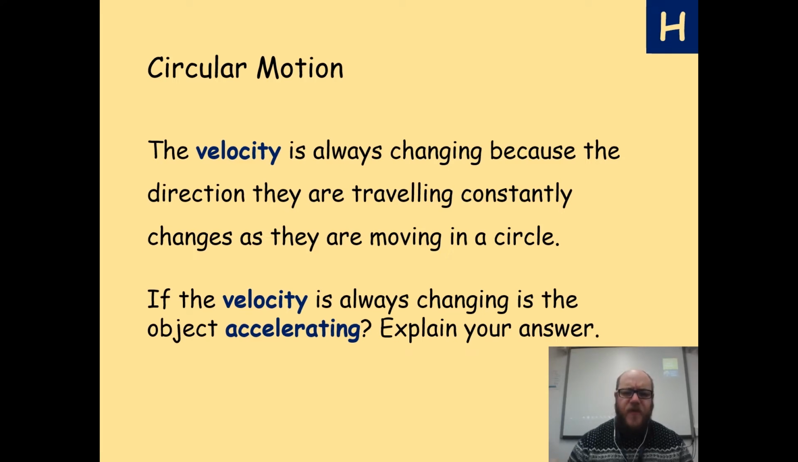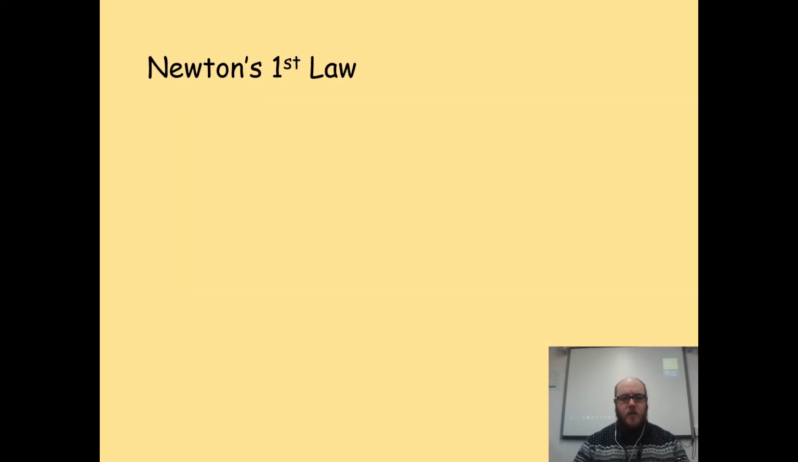So if the velocity is always changing, is the object accelerating? Write down the answer, and I want an explanation for your answer as well. Okay, so if the velocity is constantly changing, is there an acceleration, and why? And the answer is yes. If you have a change in velocity, you must have an acceleration, because the definition of acceleration is the change in velocity divided by time.